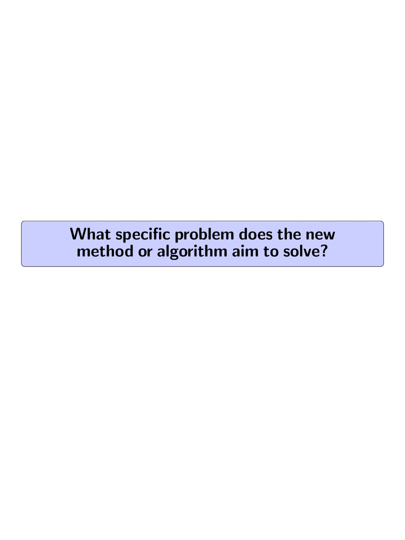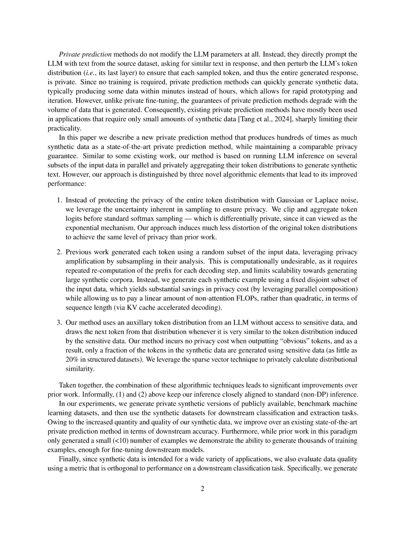What specific problem does the new method or algorithm aim to solve? The new method or algorithm, described in the paper, aims to solve the problem of efficiently generating a large quantity of synthetic data with comparable privacy guarantees to existing methods. Specifically, the algorithm focuses on improving the efficiency and scalability of private prediction methods for generating synthetic text datasets.